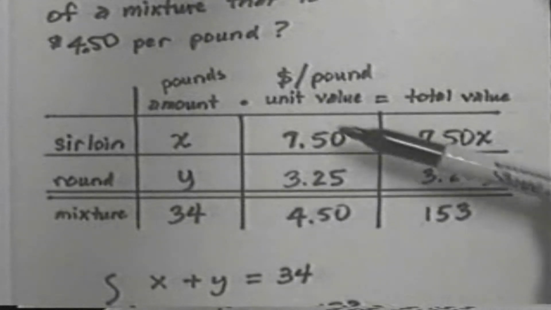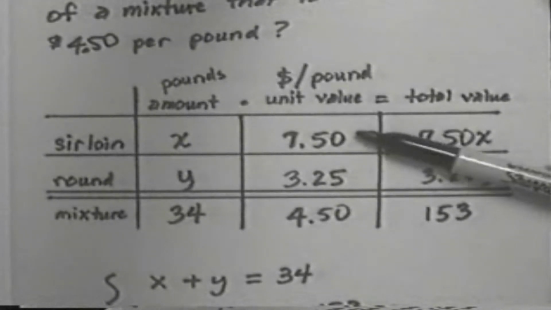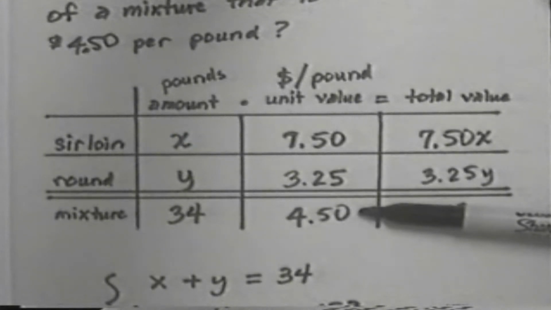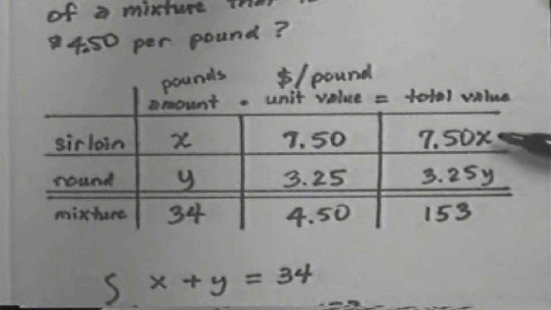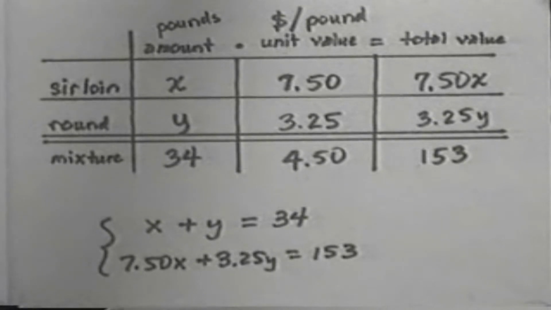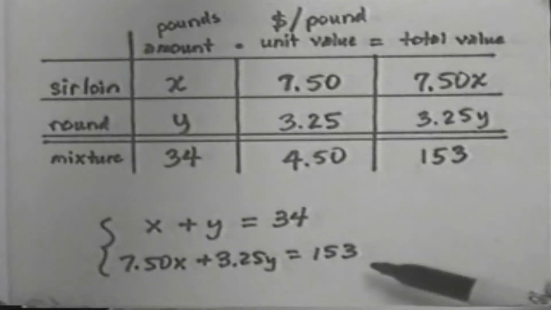For the next equation, notice that the unit value is just how much each pound costs. We certainly don't add 7.50 and 3.25 to get 4.50. But in the total value, the value of the sirloin plus the value of the round will be the value of the whole mixture. And so we get the second equation, 7.50x plus 3.25y equals 153. So here's our system of equations: x plus y equals 34, 7.50x plus 3.25y equals 153.